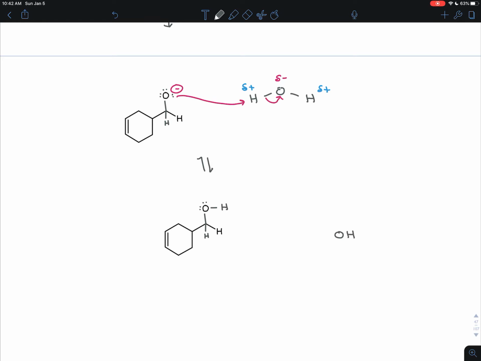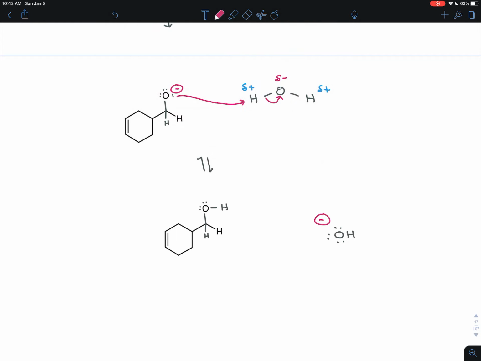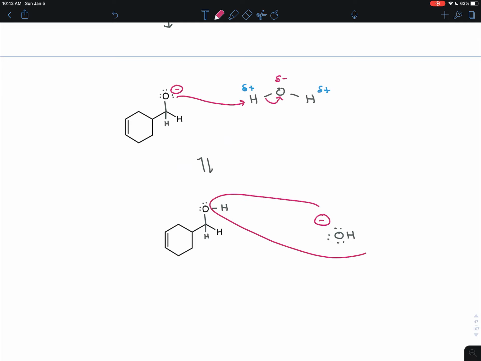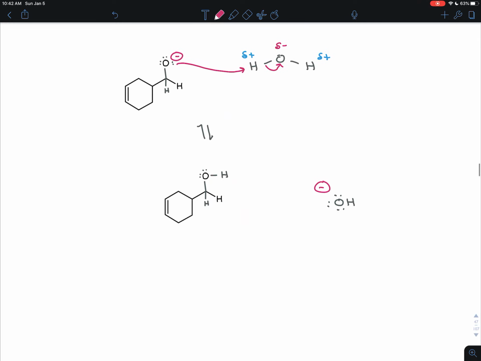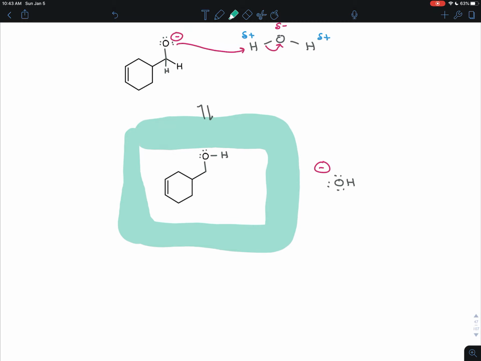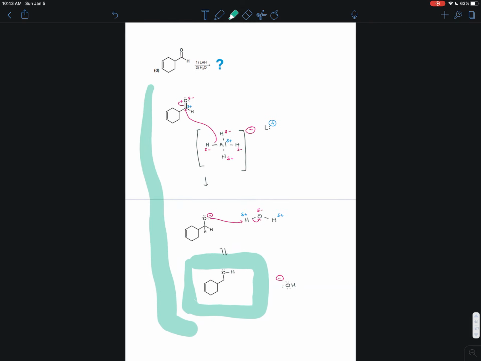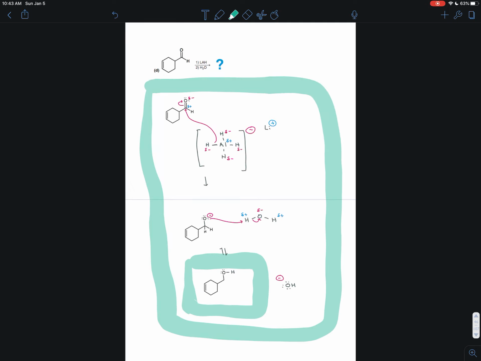Also, somewhere in the solution, we'll have hydroxide with a full negative charge, and so these will exist in equilibrium. This will try to steal that hydrogen back. Sometimes it will succeed, and it'll go back here, but then it'll just turn back into this, so it exists in equilibrium. And I'm going to erase those hydrogens because they're implied in the skeletal structure. So this is the product that you would expect to get from that reduction, and this whole thing would be the mechanism for the reduction.